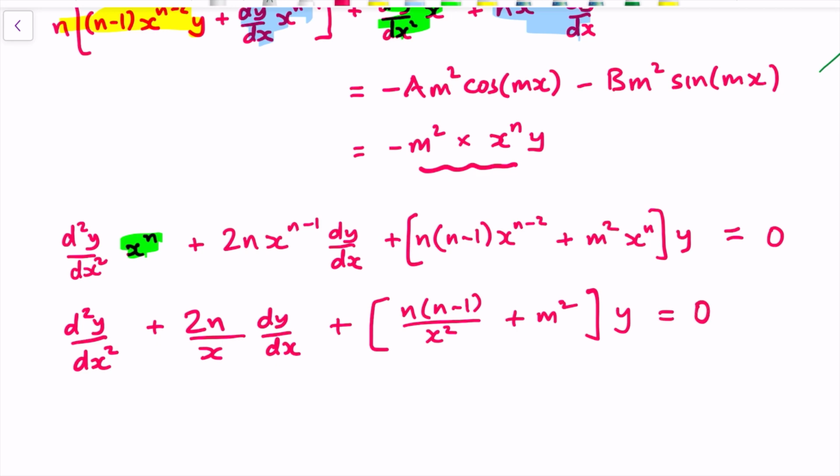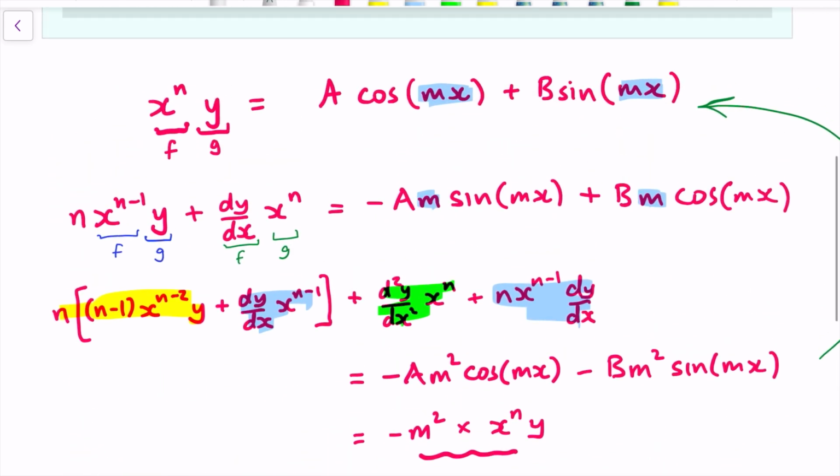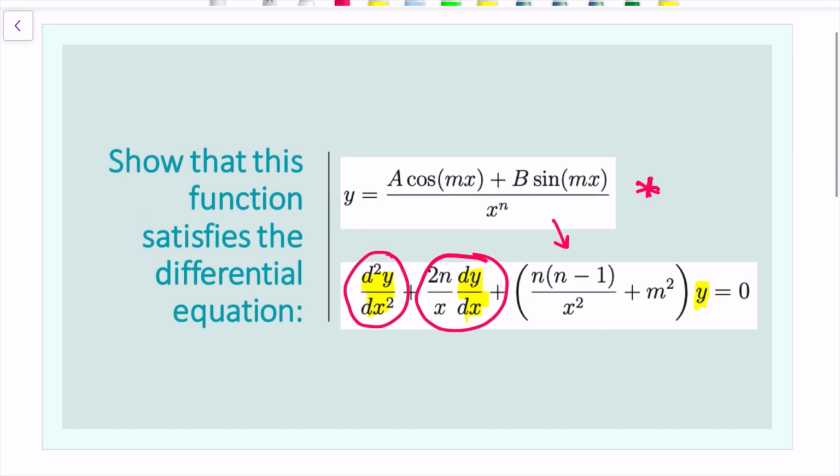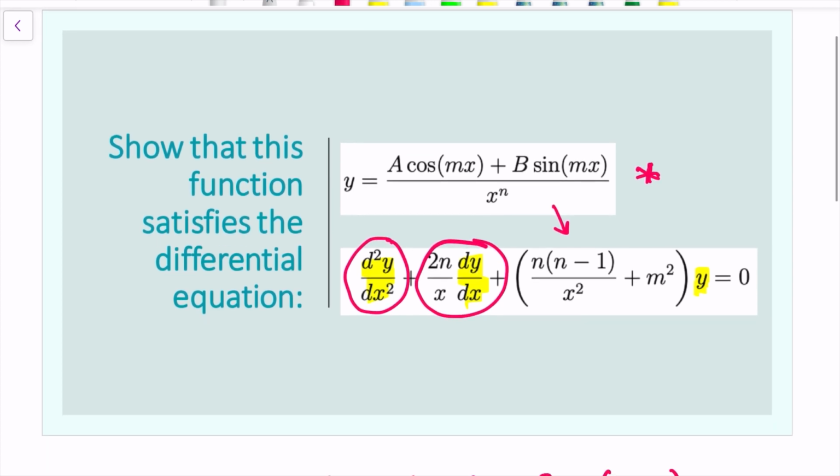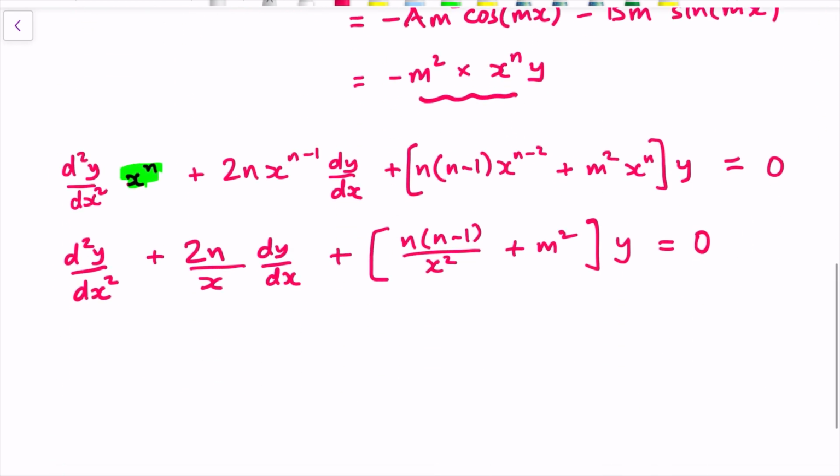Now, is that the proof, or do I need to fudge it a little bit more? No, ooh, did I say fudge it? I mean play around with it a little bit more. So we've got 2n over x in front of the dy dx, which is great. N factored n minus 1 over x squared plus m squared. Yes, perfect. So box, smiley face, and it's proven.